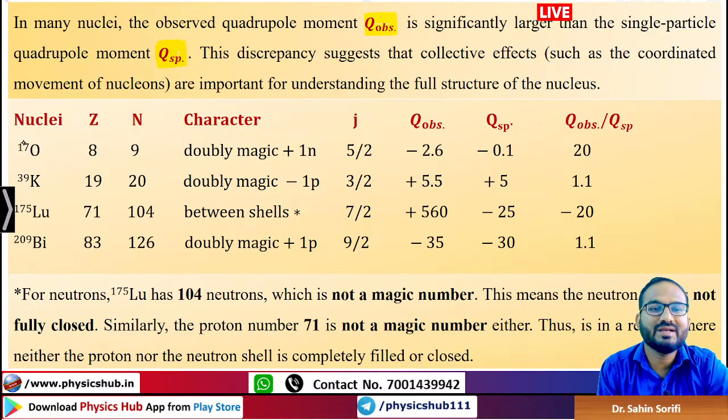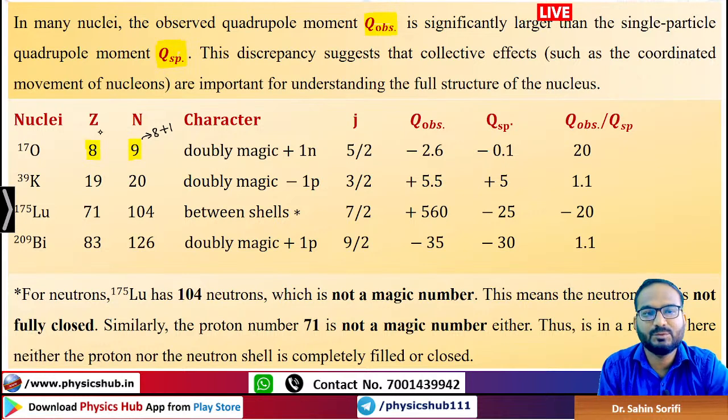So here are some examples of the nuclei where the observed quadrupole moment value has been found to be more than the value evaluated from the shell model. You see oxygen-17, it has 8 protons and 9 neutrons. 9 neutrons means what? You see, 8 is a magic number, and 9 you can write as 8 plus 1. So it is like 8, so doubly magic.